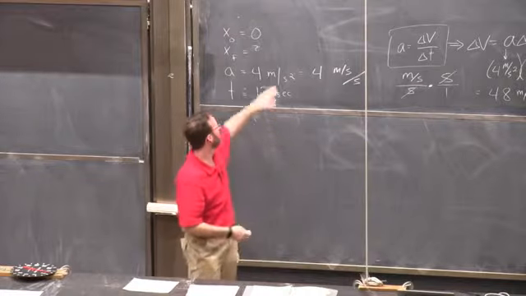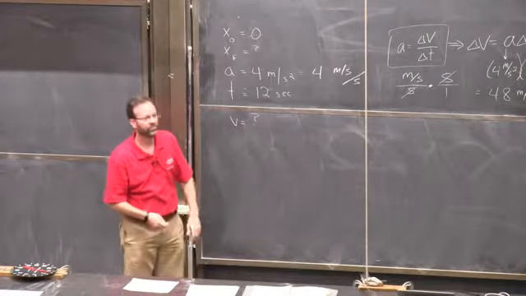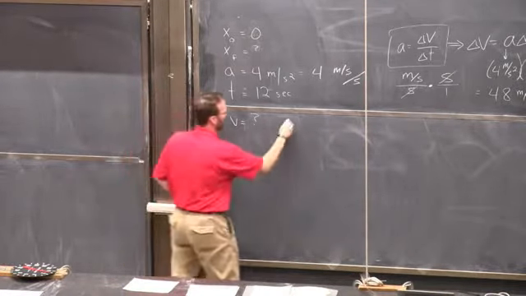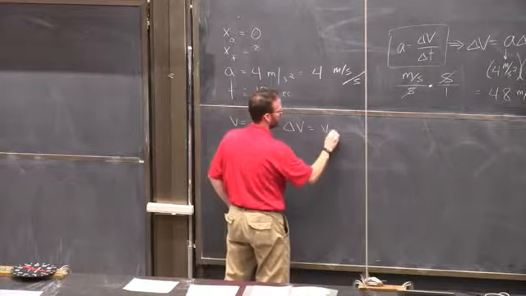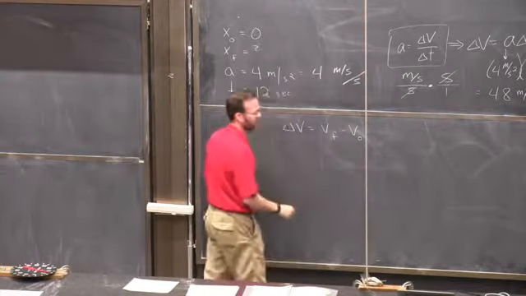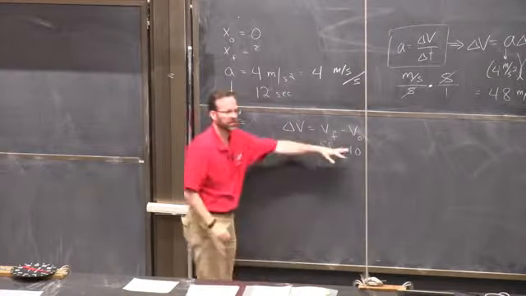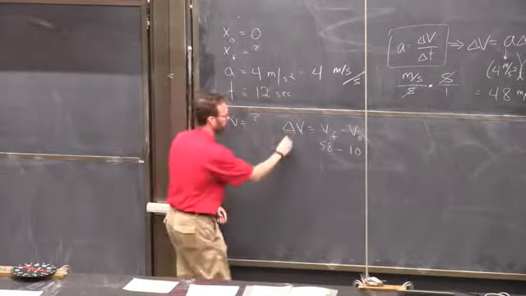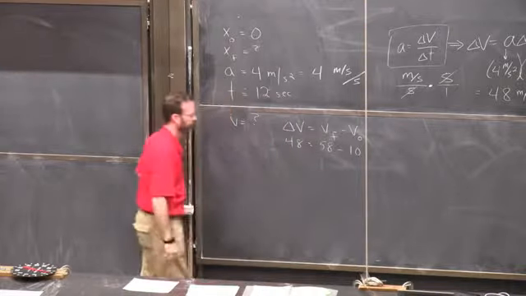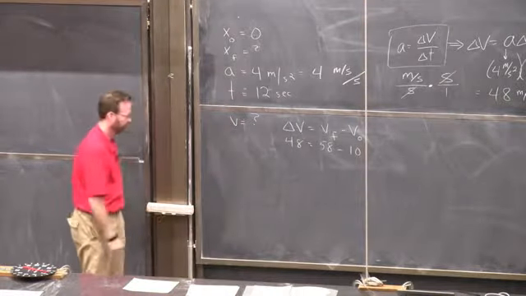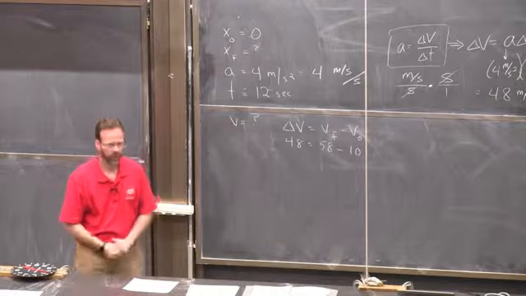But if you started at 10, if it helps, remember your change in velocity is the final velocity minus the initial velocity. So if you start at 10, this will have to be that 58 to make the difference 48. Other questions?